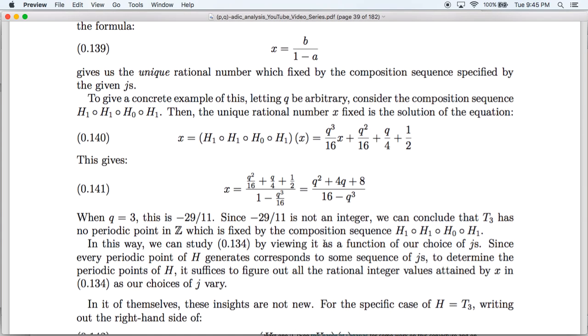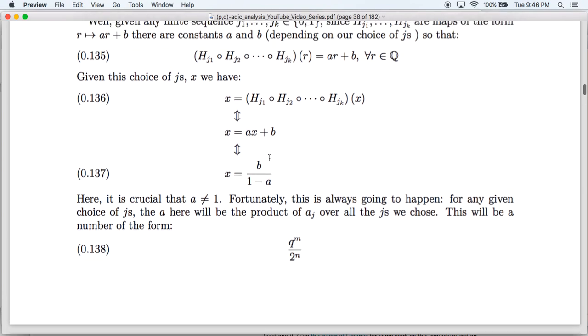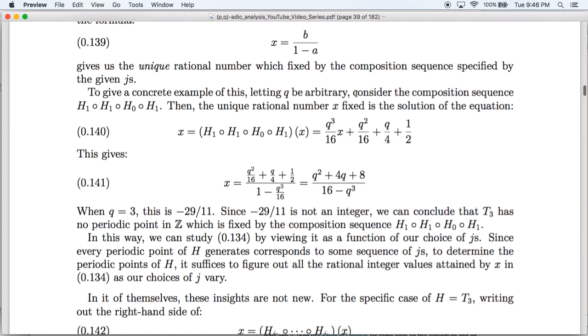Since every periodic point of H corresponds to some sequence of j's, to determine the periodic points of H, it suffices to figure out all of the rational integer values attained by x as our choices of j's vary in this formula. So if we consider all possible sequences that occur here, any periodic point must satisfy this equation for some sequence, and so we'll be able to find all of them.